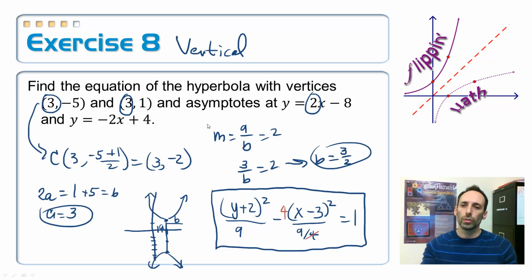All right, so that concludes Objective 2 about writing the equations of hyperbolas. Objective 3 is going to be about graphing them.